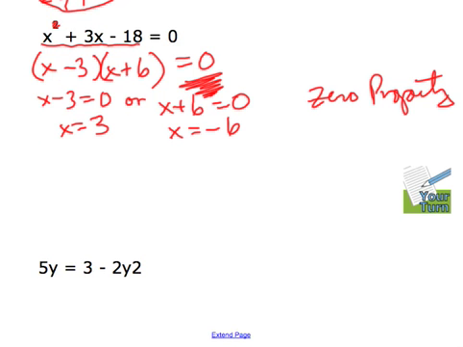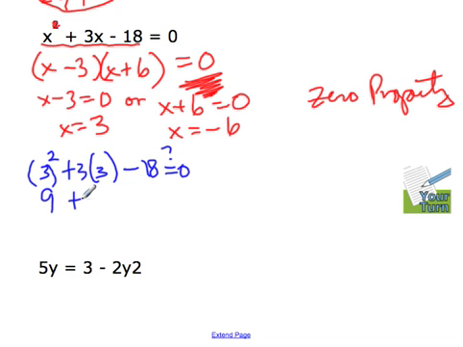And let's just check that. So 3 squared plus 3 times 3 minus 18, is that equal to 0? I wonder. 3 squared is 9. 3 times 3 is another 9, minus 18. Yeah, that'll give you 0. So x equaling 3 checks.